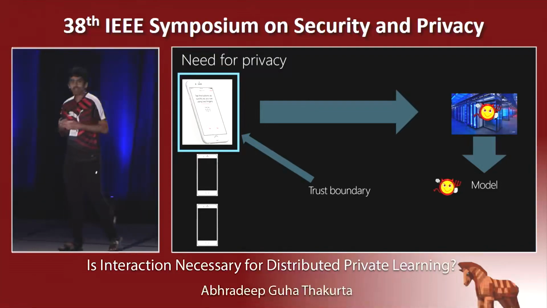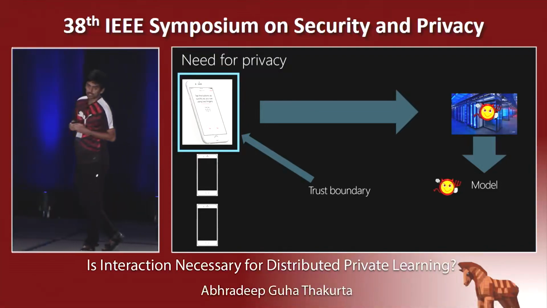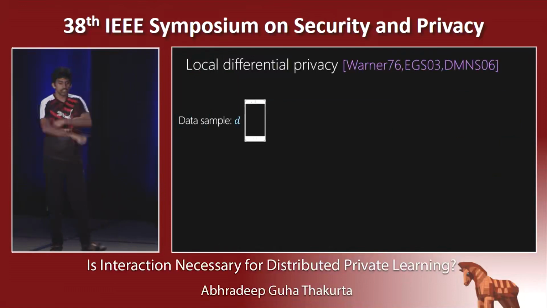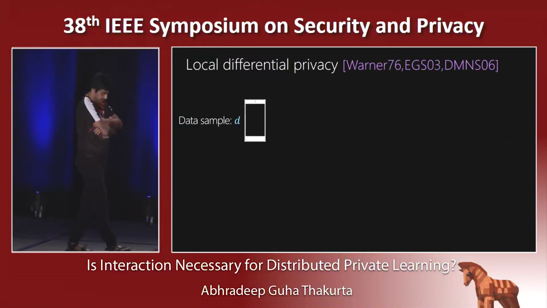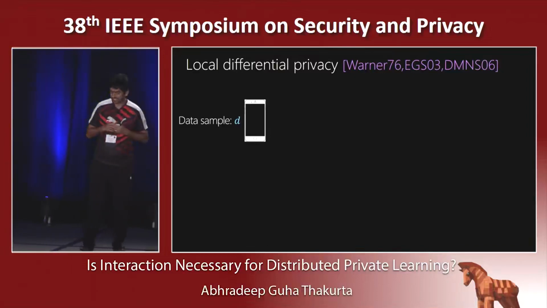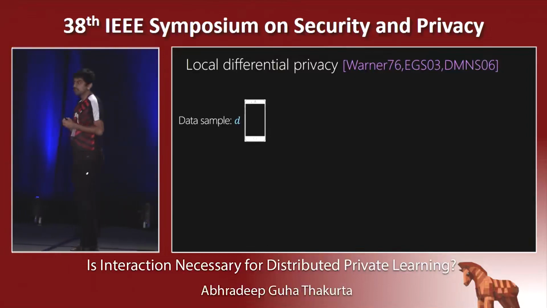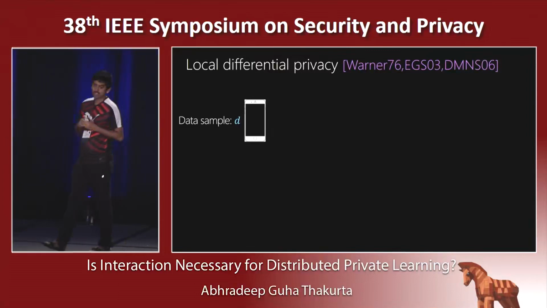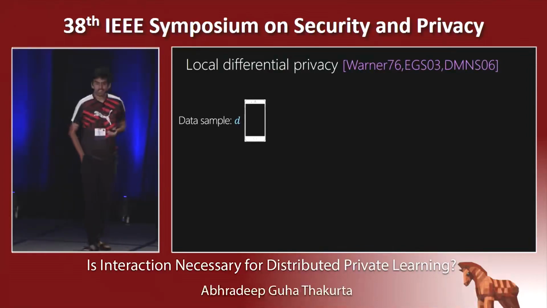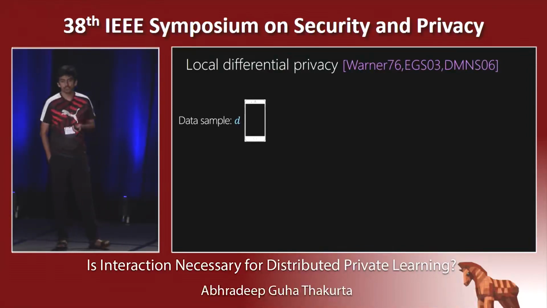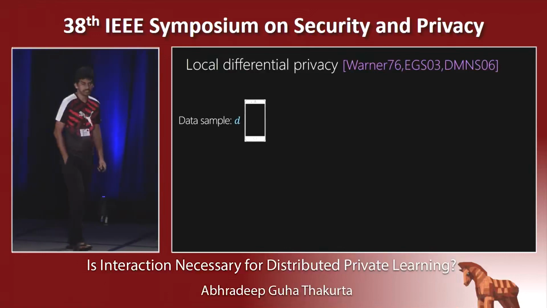Now, the notion of privacy we'll consider in this talk is what is called local differential privacy. A variant of this notion was initially proposed by Warner in 1976. Another variant was proposed by Evfimievski, Gehrke, and Srikant in 2003. And the final version, which I'm going to talk about, is by Dwork, McSherry, Nissim, and Smith from 2006.